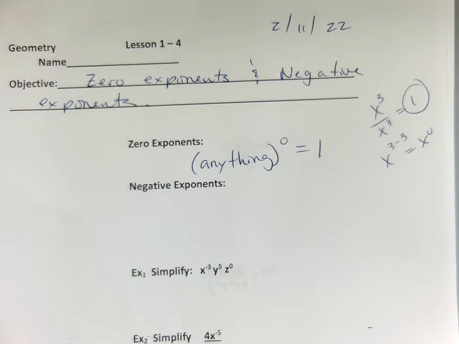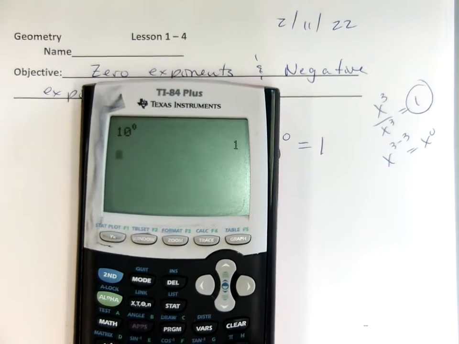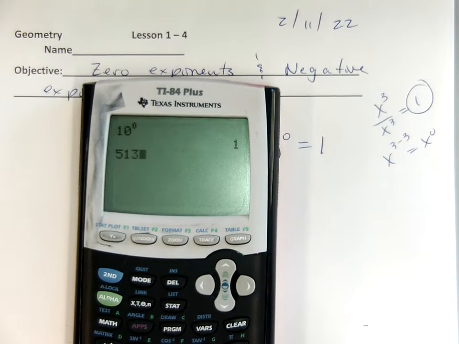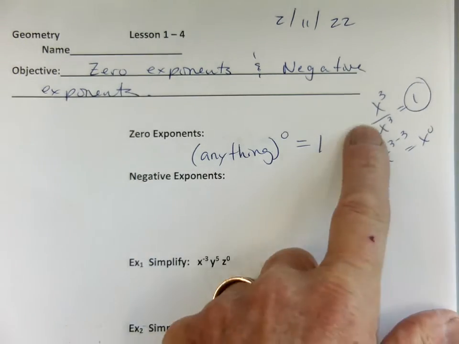Even my calculator is going to confer with me. If I go 10 to the 0 power, guess what I get? 1. If I do like 513 to the 0 power, I get 1. All right? Anything to 0 power is always 1, always. And there's the proof in it right there.